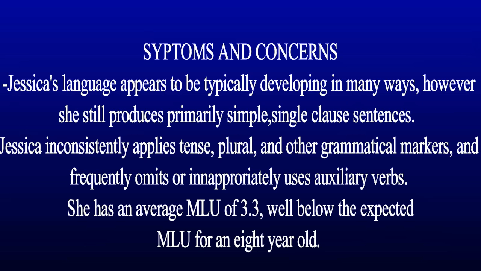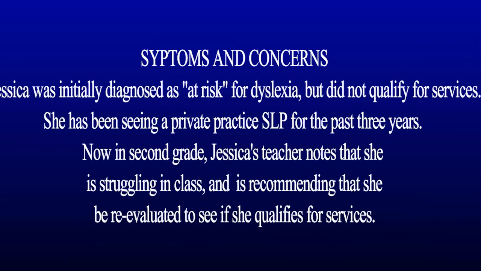In many aspects, Jessica's language appears to be typically developing. However, she continues to produce primarily simple single-clause sentences and inconsistently applies tense, plural, and other grammatical markers. For example, she might say, "We eat dinner," instead of "We are eating dinner." She also has a below-average MLU of 3.3 and frequently omits or inappropriately uses auxiliary verbs. Jessica was initially diagnosed as at risk for dyslexia but did not qualify for services. Her family has been sending her to a private practice SLP on a weekly basis. She is now being reevaluated on the recommendation of her 2nd grade teacher.